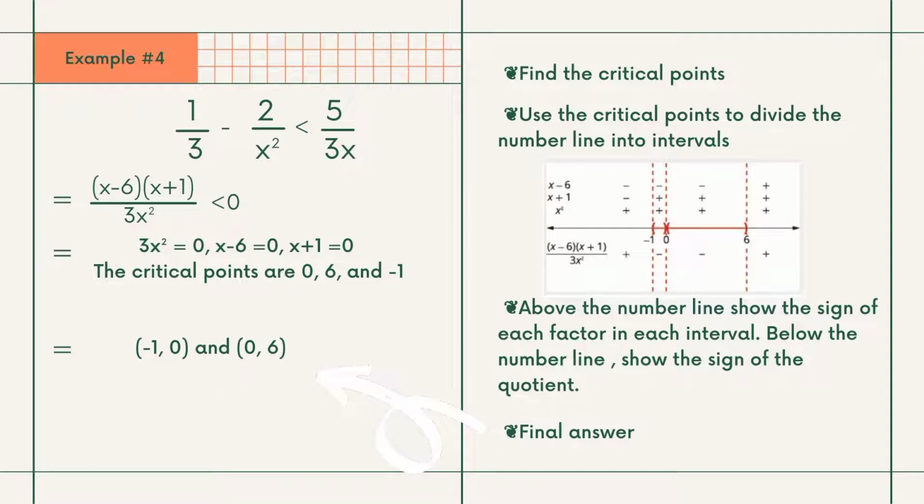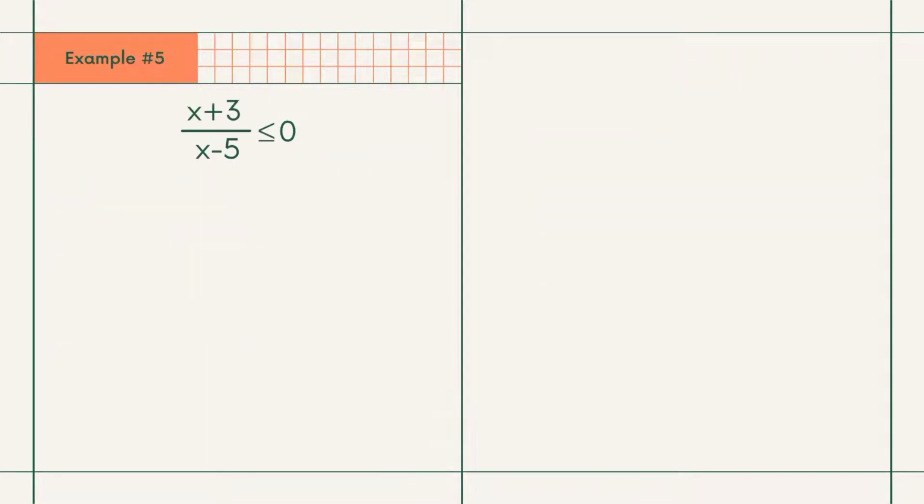Final answer is negative 1, 0, and 0, 6. x plus 3 over x minus 5 is less than or equal to 0. Find the critical points.